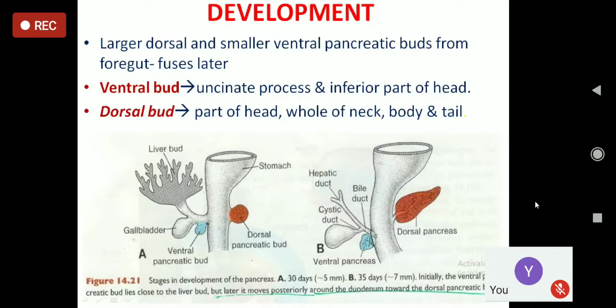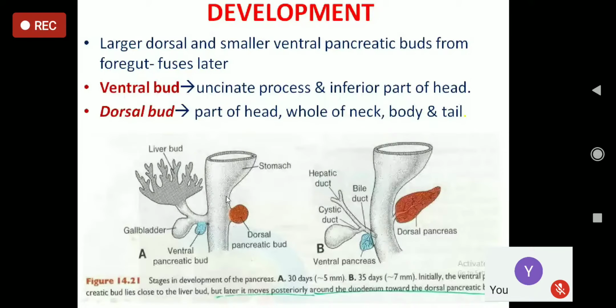Another important aspect of the pancreas is the development. It is important from the exam point of view. It may be asked in MCQ and SCQ also. For the development of the pancreas, the larger dorsal and the smaller ventral pancreatic buds arise from the terminal part, the distal part of the foregut. They fuse later on. Okay, so here we can see the stomach.